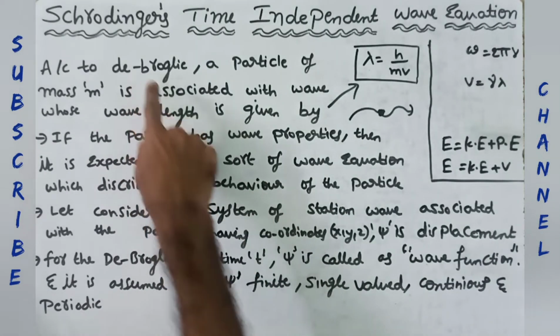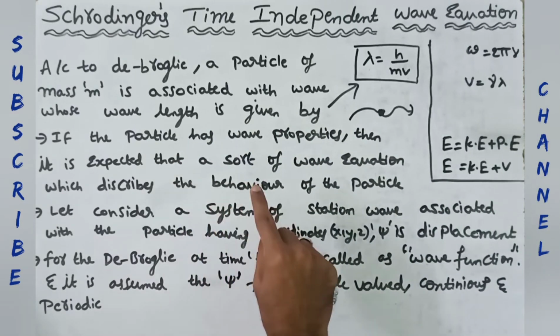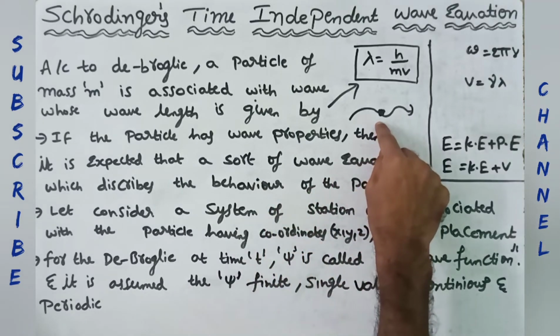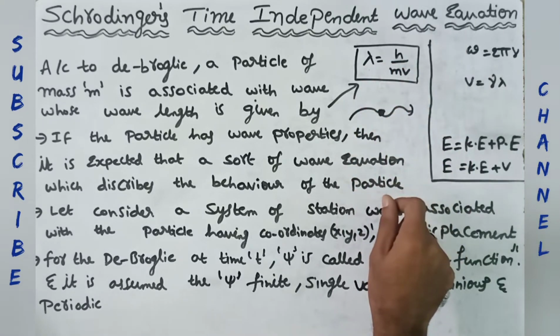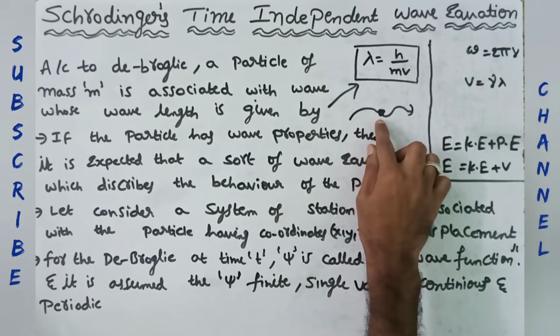A scientist named de Broglie said that a moving particle is associated with a wave, and he named those waves de Broglie waves or matter waves. He also said that the wave has wavelength lambda equals h by mv, where m and v are the mass and velocity of the particle.